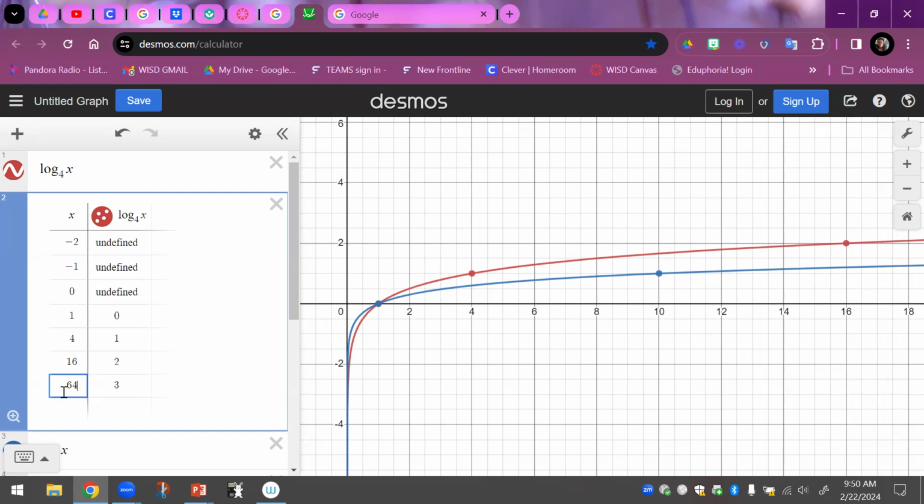Are we good? Are we comfortable with putting logs into Desmos and manipulating the tables and using the tables? Yeah. All right. Back to our paper.